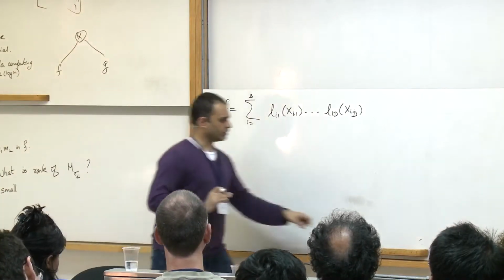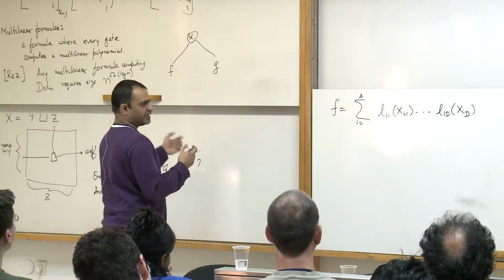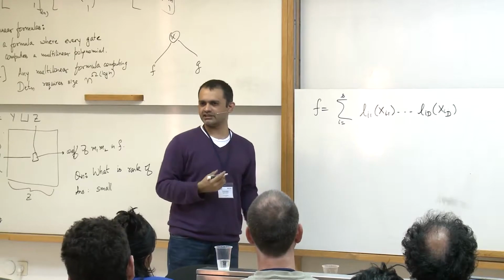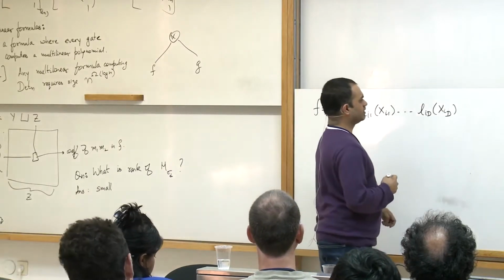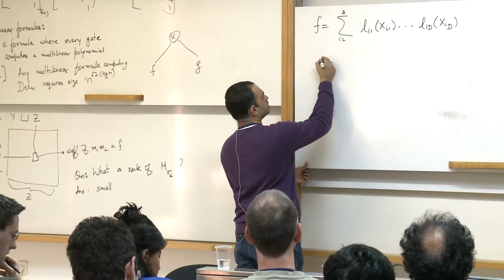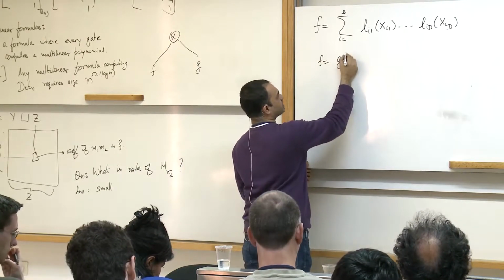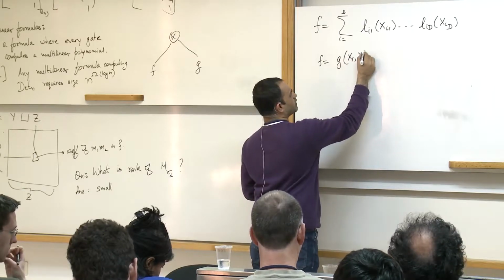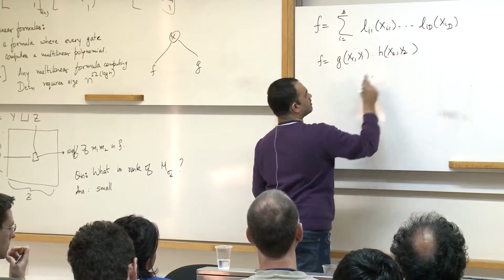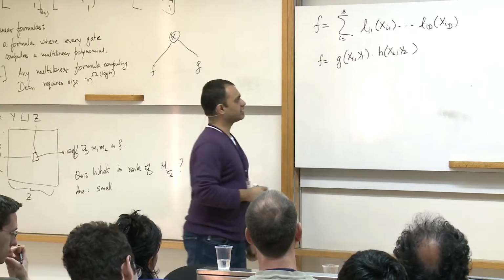So this is going to be the goal, but before that, I just want to prove a few properties of how this matrix behaves when you take products or when you take sums and stuff like that. So let's say I have an f which looks like g of x1 comma y1 times h of x2 comma y2, where all these are disjoint sets. I mean, no two of them intersect with each other.